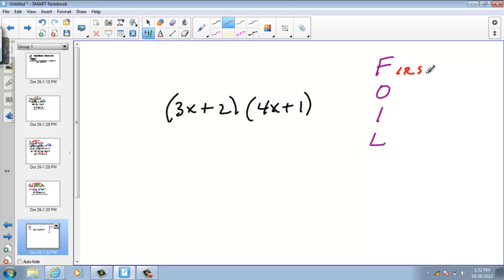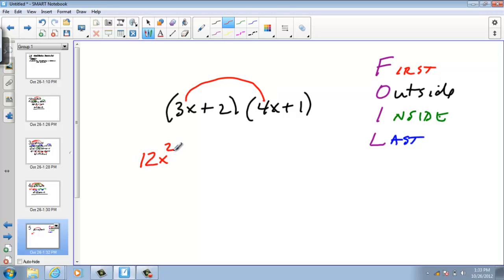First, outside, inside, and last. Now what do I mean by that? Well, when I say first, take the first terms of each of the binomials. Those are the first terms. Multiply them to get 12x squared.